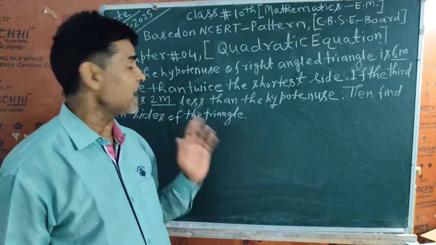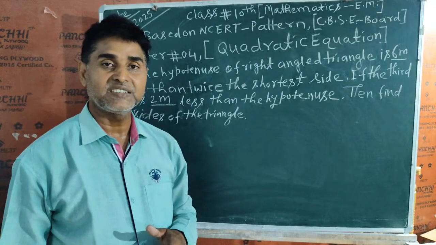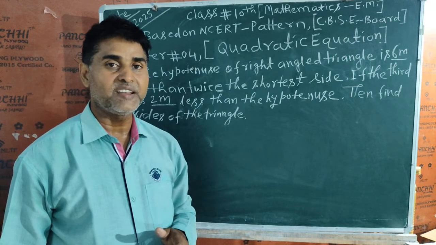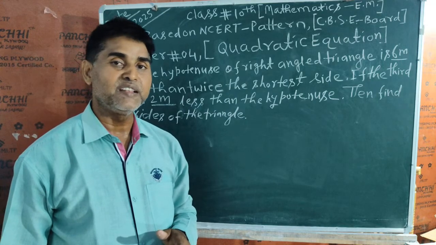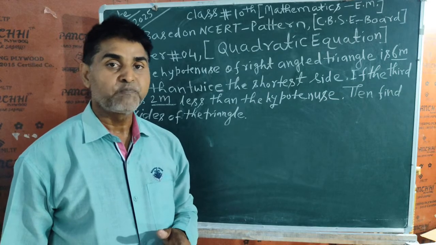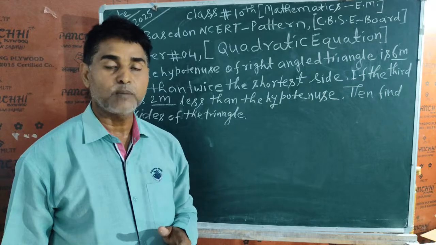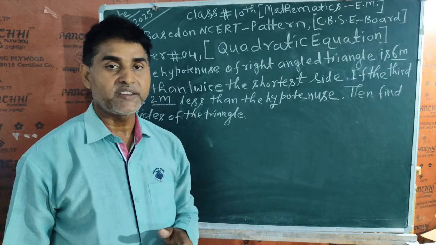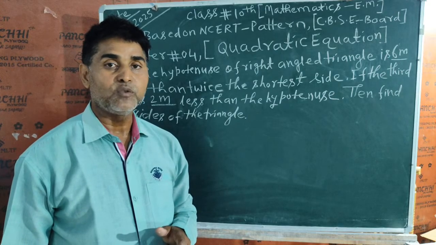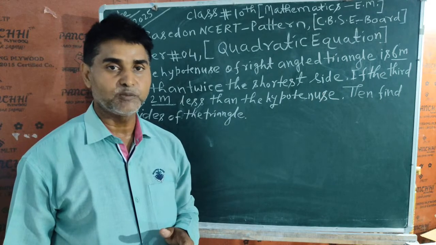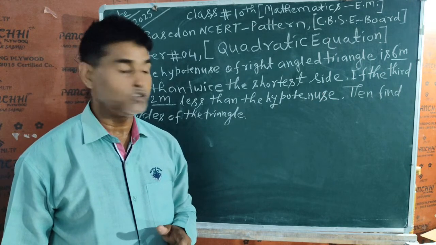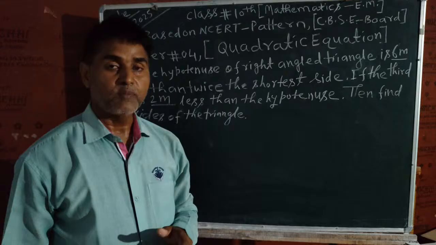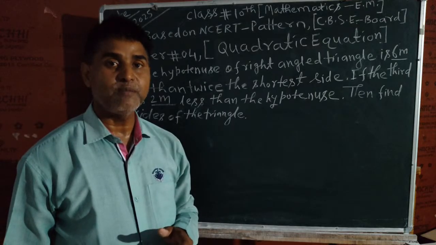One chapter I have already explained, that is real numbers. The second chapter I have already elaborated, that is polynomials, and the third chapter I have already described, that is the pair of linear equations in two variables. Now for chapter number 4, quadratic equation, I have also described and shown the theory and some numericals. All the information is available in Hindi medium and also in English medium. Students who are reading in the state board can also read it very clearly from the video section in Hindi medium and the live video in English medium.